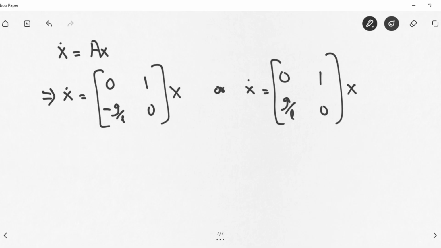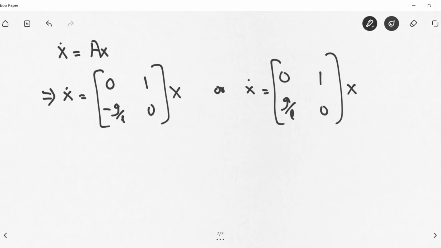As I said to you, when we talk about stability of nonlinear systems, we do not talk about stability of the system as a whole. We talk about the stability of an equilibrium point. So a system will be stable around one equilibrium point, while it can be unstable around another equilibrium point.